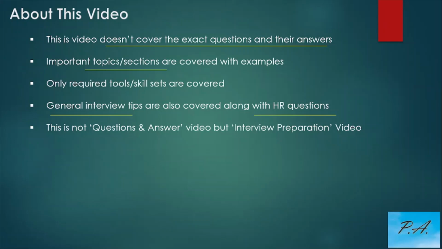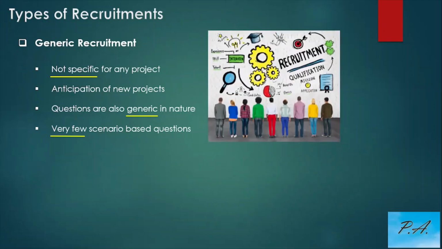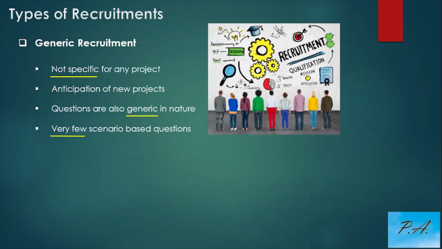Okay, then let's begin. What are the types of recruitments? In general, for experienced professionals, the recruitments can be of two types. Number one, generic recruitments. This recruitment is not specific to any project. What happens sometimes is the company anticipates huge requirements in existing projects or projects that are in the pipeline. In this type of recruitment, questions are very generic in nature and you can expect very few scenario-based questions.